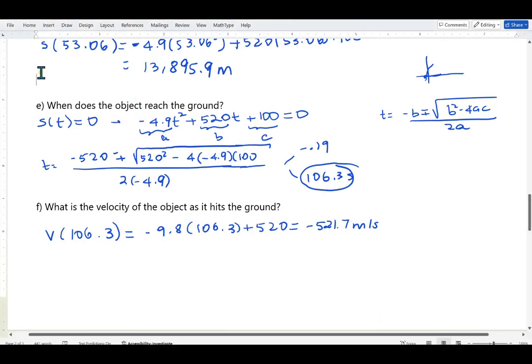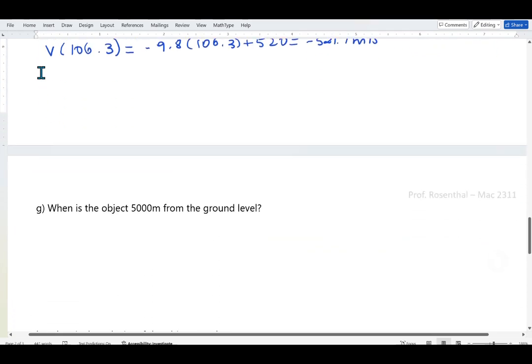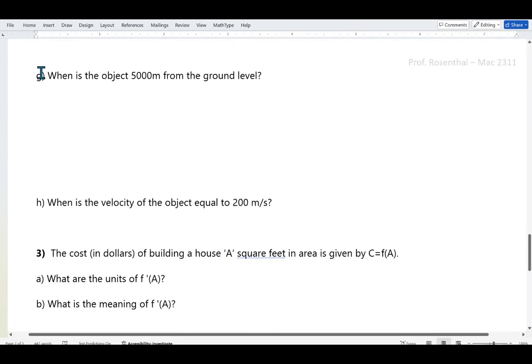Okay, a few more questions about the same equation. When is the object 5,000 meters from the ground level? Okay, so if we think about that for a second.